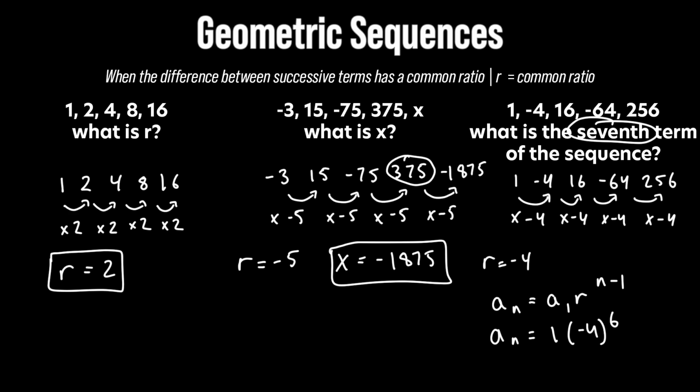And thus, our value of an is going to be equal to -4 to the 6th power, which is going to be 4096. So that is the seventh term.